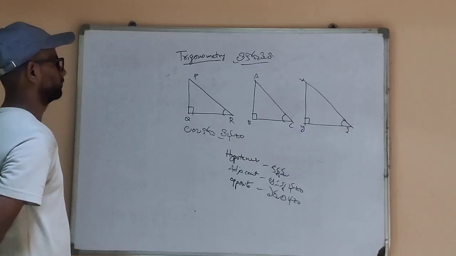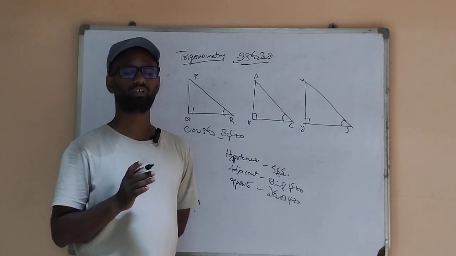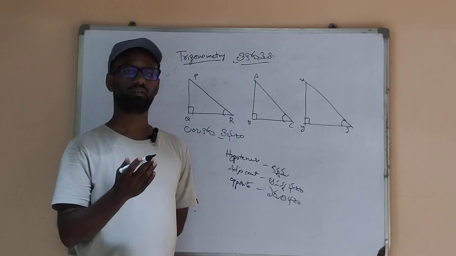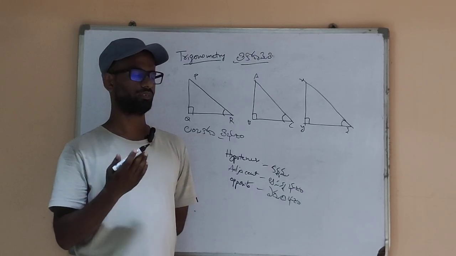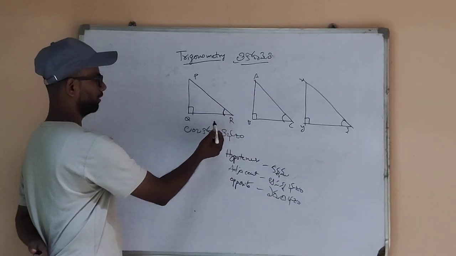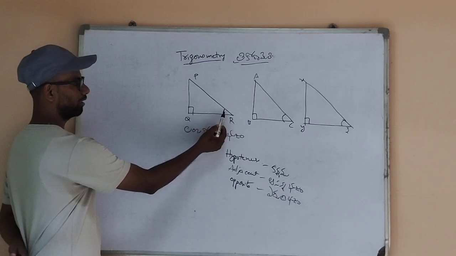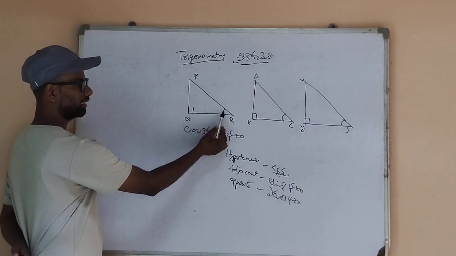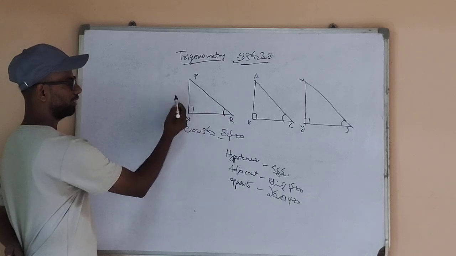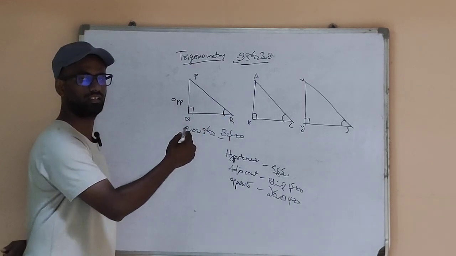In this right angle triangle, the main thing is we have to identify which side is the opposite side, which side is the adjacent, and which one is the hypotenuse. If you take R, the side which is exactly opposite to the angle is called the opposite side.